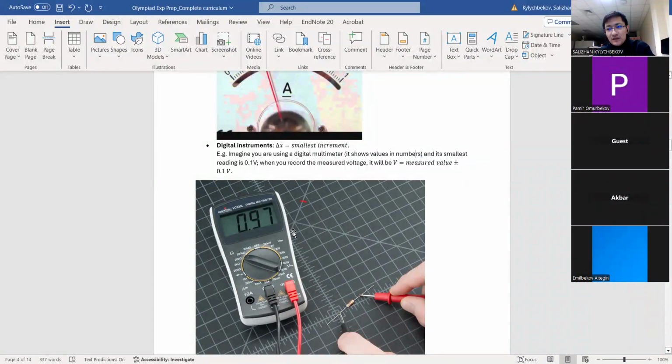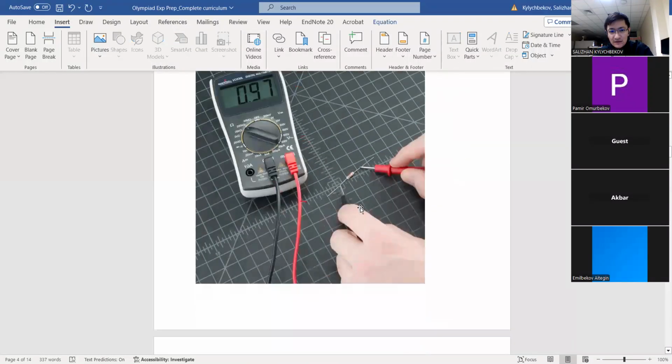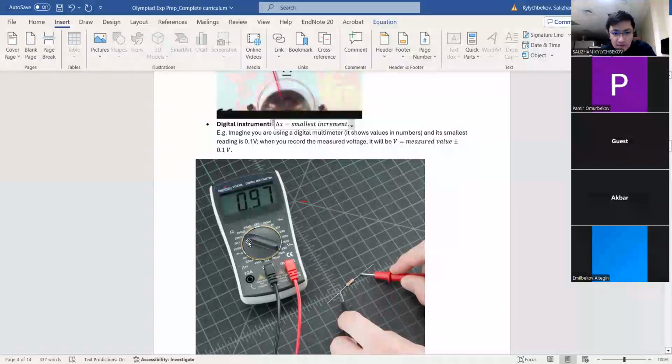You have to wait a little bit in order to let it settle down. If it still continues to fluctuate, then your instrument uncertainty will be that fluctuation range divided by 2, or you will just make an estimation based on the fluctuation. But if there's no fluctuation, if this value is stable and the smallest increment is this, then your uncertainty is this, basically.